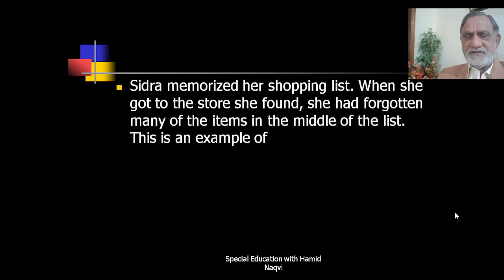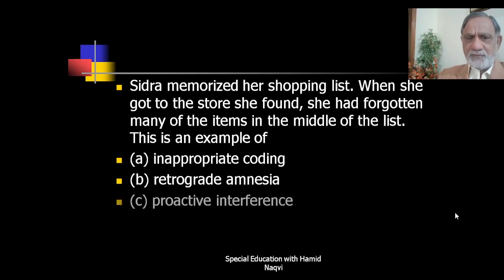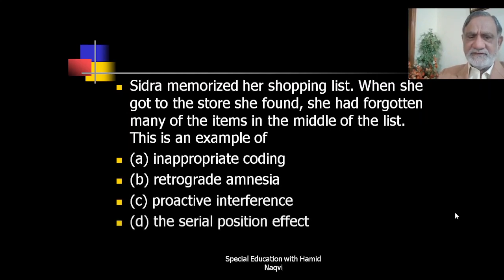Next is Sidra memorized her shopping list. When she got to the store, she found she had forgotten many of the items in the middle of the list. This is an example of inappropriate coding, retrograde amnesia, proactive interference, or the serial position effect. Answer is C, that is proactive interference.